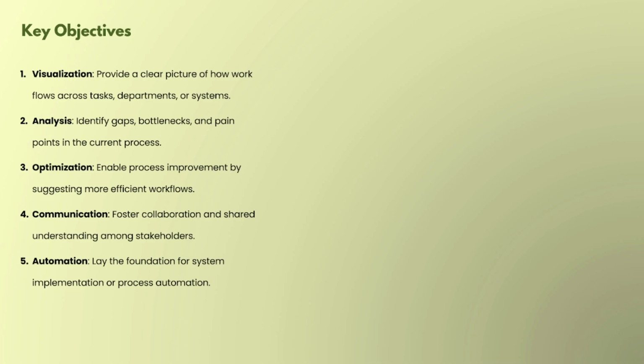Then it improves communication as well. It enables faster collaboration and shared understanding among stakeholders. This means that it gets everyone on the same page, like the business team, technical team or other teams, to understand the process better. And the last is automation. It is laying the foundation for system implementation or process automation. In short, it sets the stage for using tools or systems to automate repetitive or manual tasks later on. So in this way we can say that process modeling helps us.